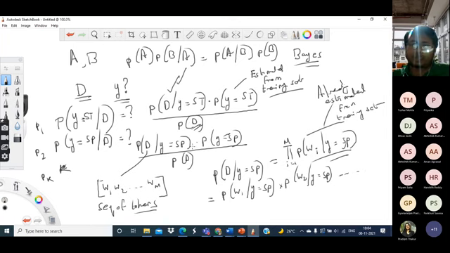Now 1 by Pd, how much it is, I have not estimated. The rest of it I have estimated. So basically this P1 is some value by Pd. P2 is some value by Pd. So Pk is some value by Pd, and so on.